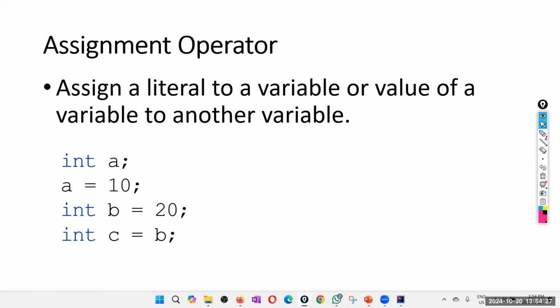That is something we have already used, last class also. You assign the value 10 to variable A, you assign the value 20 to variable B, and so on. And here you assign the value of B to variable C. That is also assignment. So the assignment operator is not a new thing, but it is an operator: assigning a value to a variable, or the value of another variable to a different variable. So that is called the assignment operator. Nothing new, we have already used it.